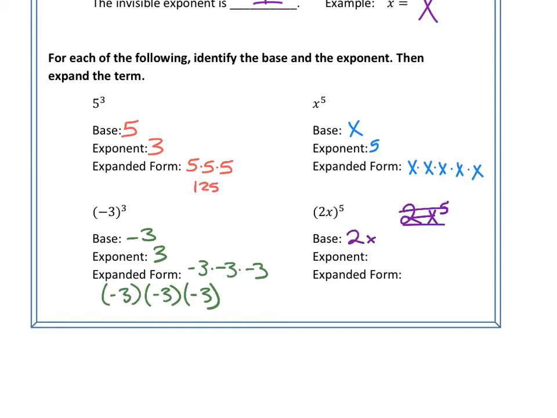2x. What is the exponent? 5. So the expanded form would be writing 2x times 2x times 2x times 2x times 2x. Yeah, 5 times. It's a good thing we have the shorthand, right? Because this would be really annoying to write out every time.